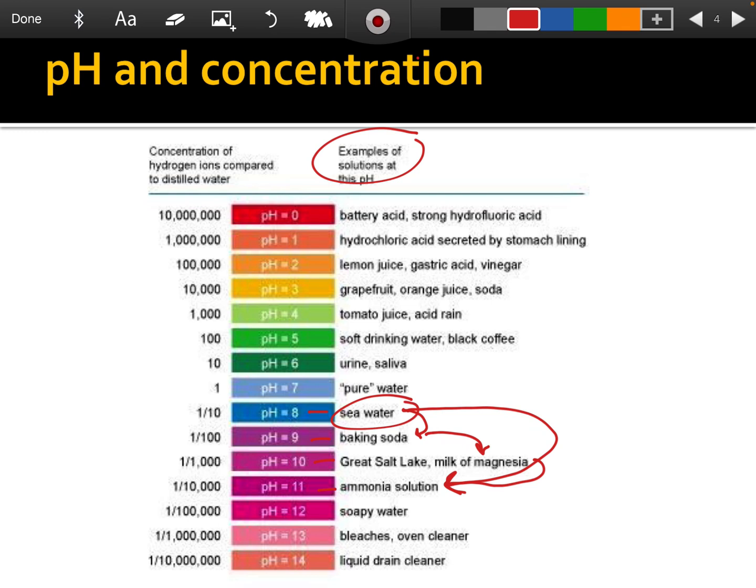In this case, seawater would be 1,000 times, or sorry, I said that wrong. Ammonia solution, which would be similar to Windex, has ammonia in it. So ammonia would be 1,000 times more basic than seawater because you have a pH of 8 compared to a pH of 11. So I just wanted to explain that as well because it's not just a small difference. Every step is 10 times more acidic or 10 times more basic.